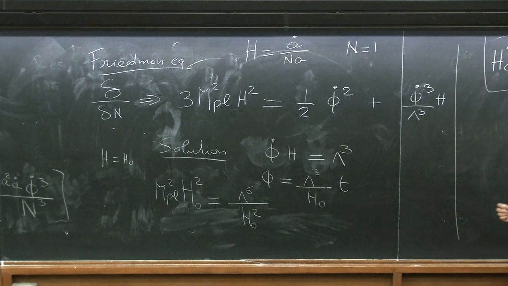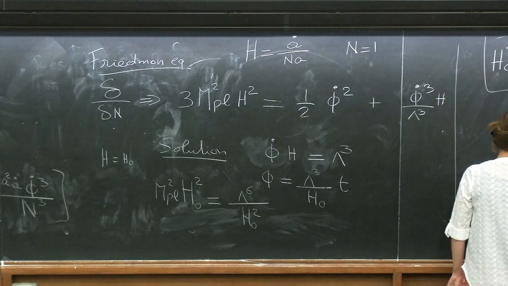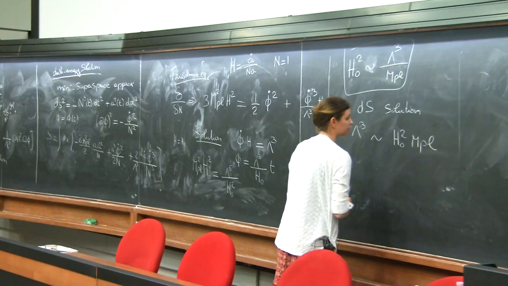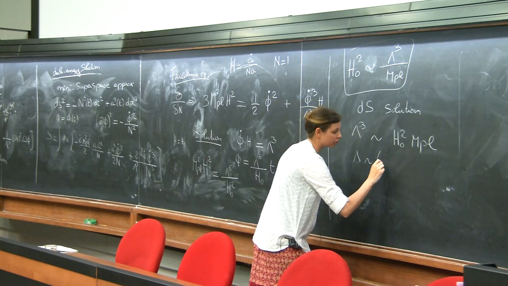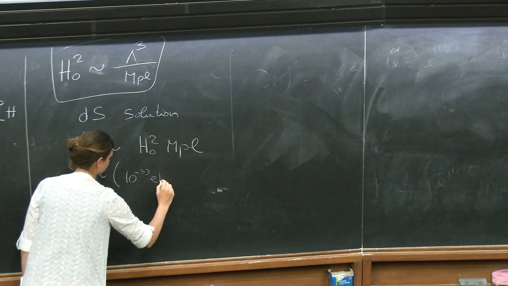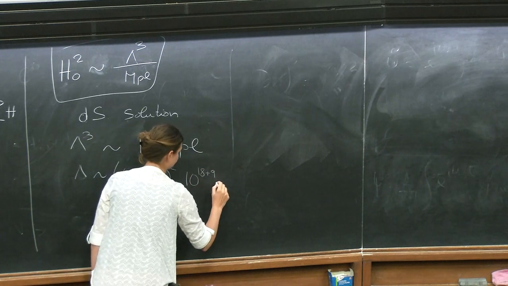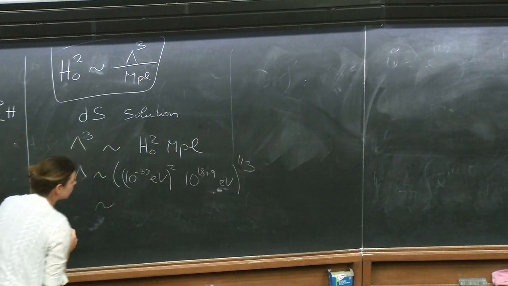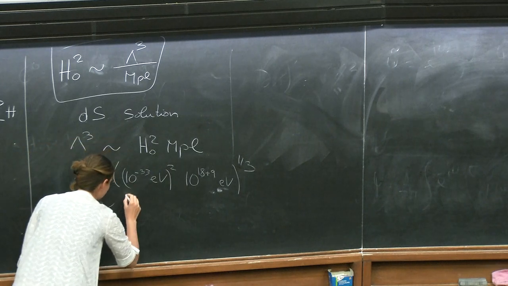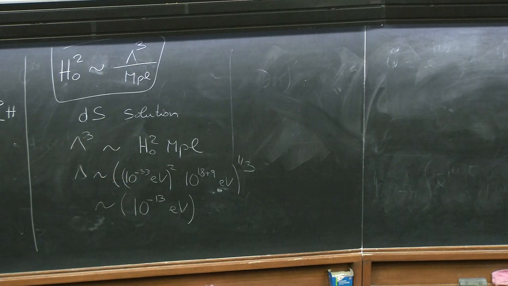And we have the right order of magnitude for the amount of acceleration today if the scale lambda cubed is of the order of H0 squared today times the Planck scale. So in energy scale, H0 is roughly 10 to the minus 33 electron volt squared. The Planck scale is 10 to the 18 plus 9 electron volt to the 1/3. And if I'm able to count, this should give us roughly 10 to the minus 13 electron volts. So this is tiny.